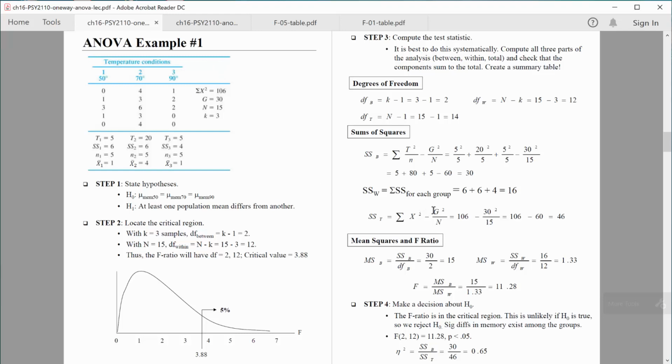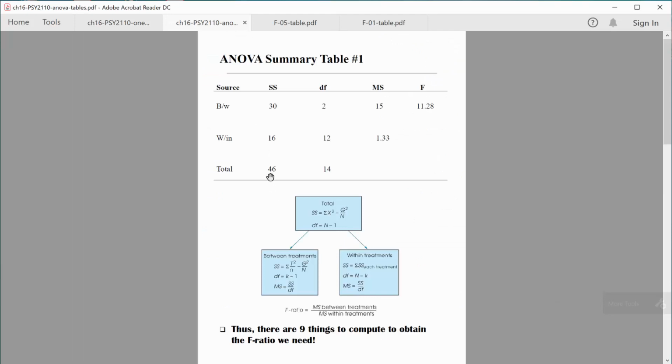We have to take that value and then subtract this fraction. So we have 106 minus 30 squared divided by 15. That gives us 106 minus 60, which equals 46. And that's exactly what we were expecting to find. All right, so I'm feeling good right now. Everything's making sense. It's fitting together.